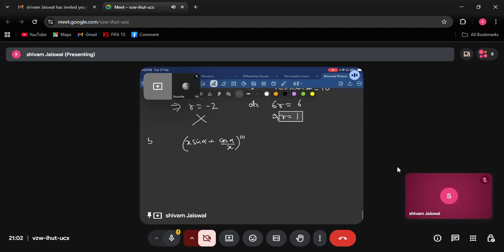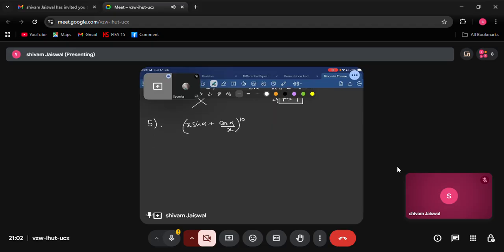This is number 5. The general term, Tr plus 1, is equal to 10Cr. Sir, is the answer 10C4 by 2? No. (x sin alpha) whole to the power 10 minus r into (cos alpha by x) whole to the power r. So what is the coefficient? What is the power of x? Tell me. The power of x is 10 minus r.